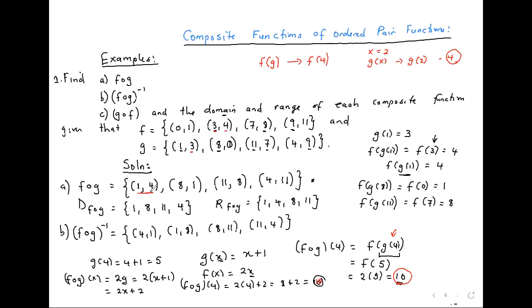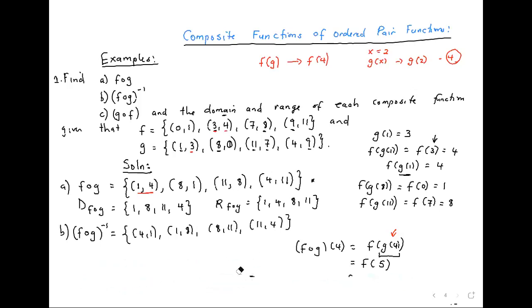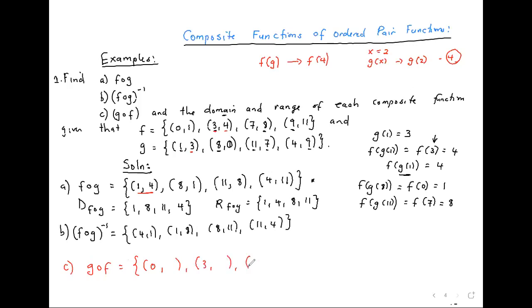So now your task will be, as you try to see what is going on here, you have to understand and do which one? Do C. Find G of F. So I give you the domain. G of F is going to be 0, the number you get, 3, the number you get, and 7, the number you get, and then 9, the number you get.